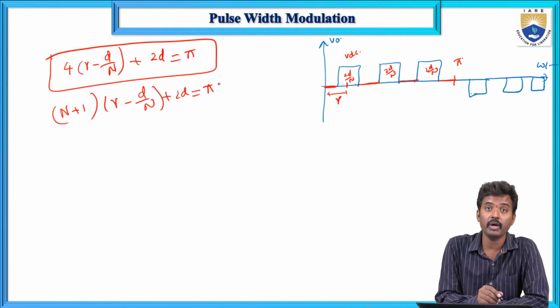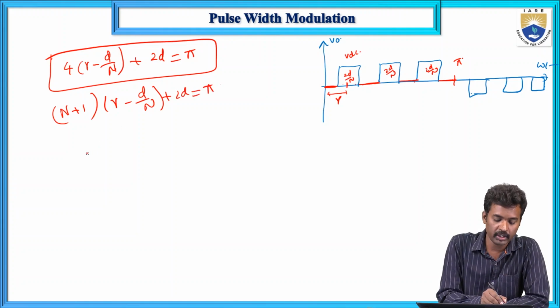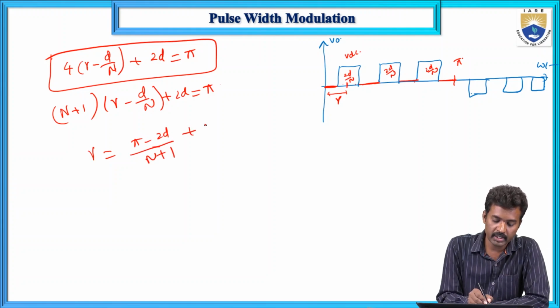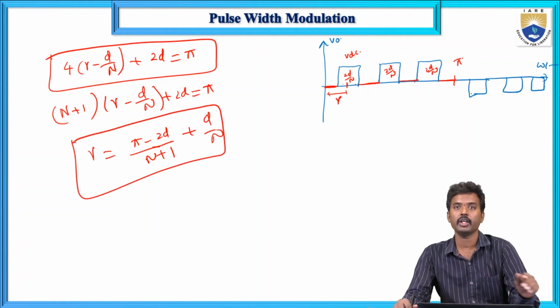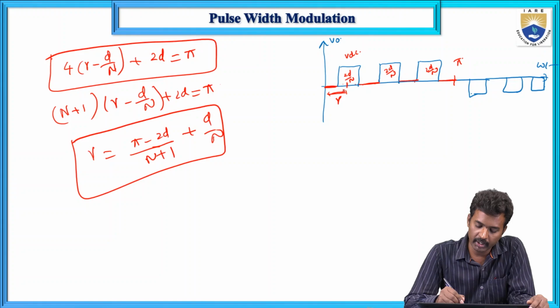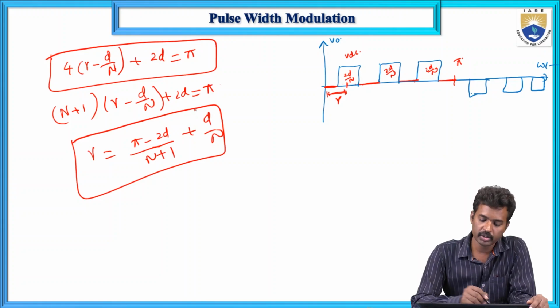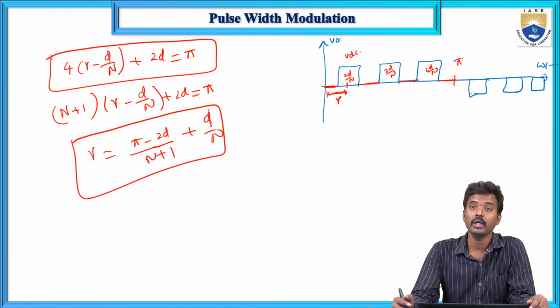Now the gamma value is most important. Why I am determining this gamma, I will explain next. So this equals pi minus 2d by n plus 1, plus d by n. This is the most important formula: gamma equals pi minus 2d by n plus 1, plus d by n.